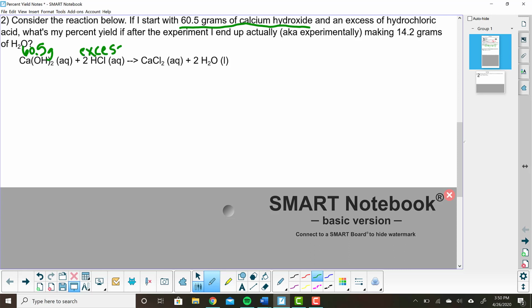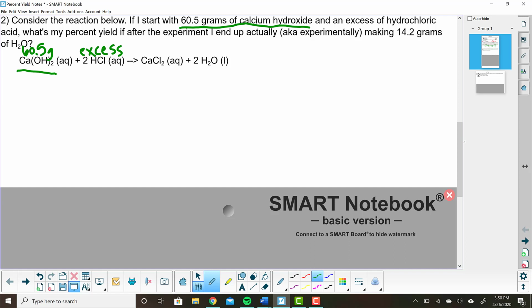Now this goes back to something that we learned about last week, the difference between limiting reactant and excess reactant. If we have excess of something, it means that not all of it will be used. We'll have some left over. What that tells me is that if the hydrochloric acid is the excess reactant, then the calcium hydroxide must be the reactant that limits my reaction, that limits how much product I can make. So this is my limiting reactant. This is going to tell me theoretically how much product I could make.